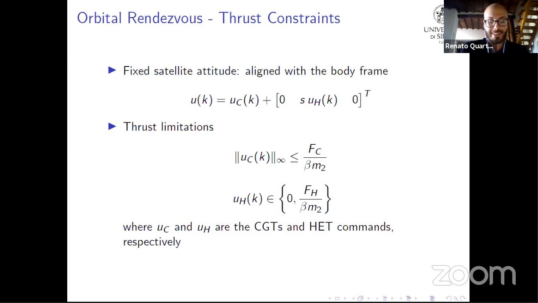The second constraints are due to the nature of the thrust systems. If you remember the CGT's configuration, it's easy to claim that the thrust of CGT can be represented by a limited box identified by the infinity norm. Instead, the HET command is forced to assume just two values, 0 or the maximum deliverable thrust. This is done to meet the binary nature of the electric propulsion.